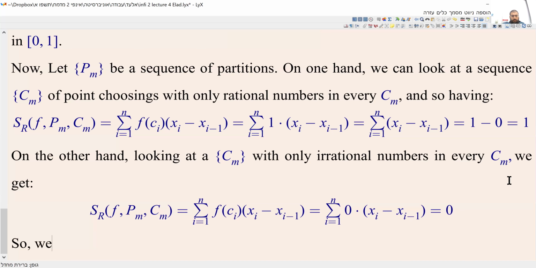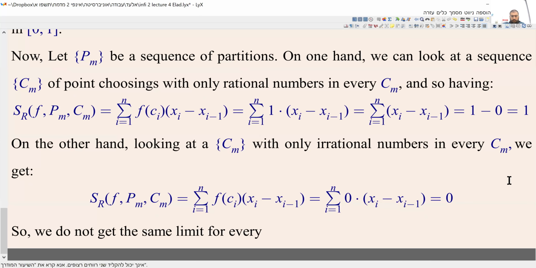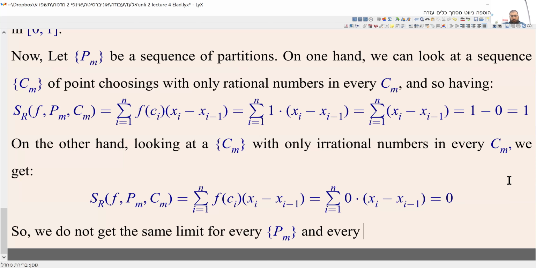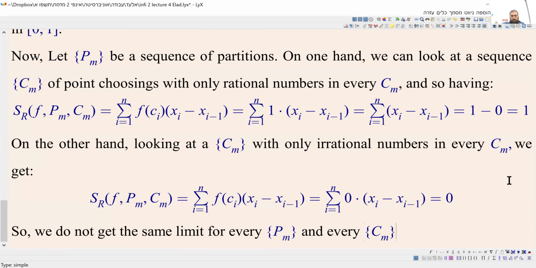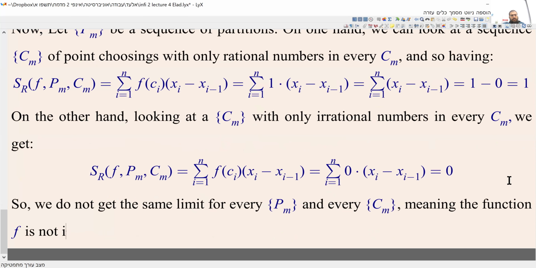So we do not get the same limit for every Pn and every Cn, meaning the function f is not integrable. Even though, see, right? Yeah. It is bounded.